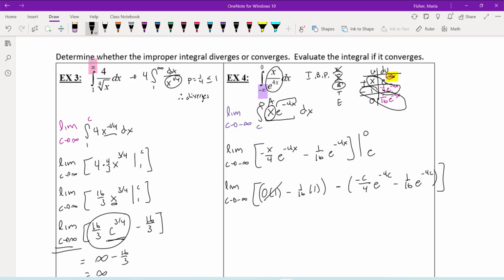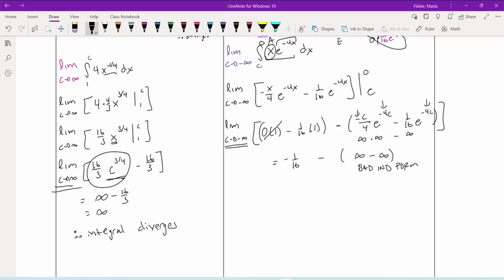Well, this is just 0, and that's just negative 1/16. And the limit as c goes to negative infinity of negative 1/16 is just going to be negative 1/16. But over here, this is going to be negative infinity times a negative, which is positive infinity. And then it's going to be an e to the positive infinity, which is infinity. And then minus 1/16 times e to the infinity, which is going to be infinity. Well, that's infinity minus infinity, and this is that bad indeterminate form. I need to do some work to figure out what this is going to be.